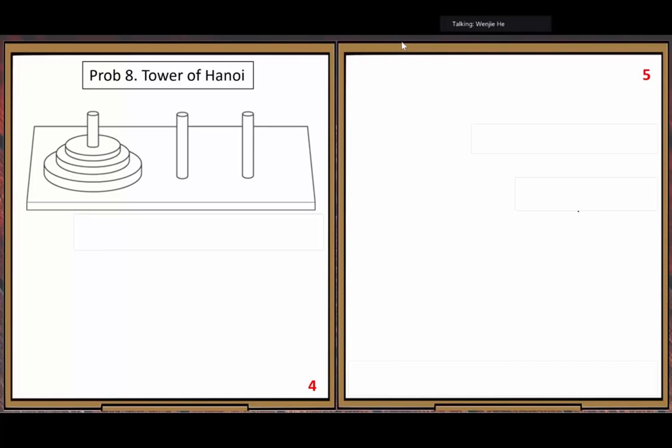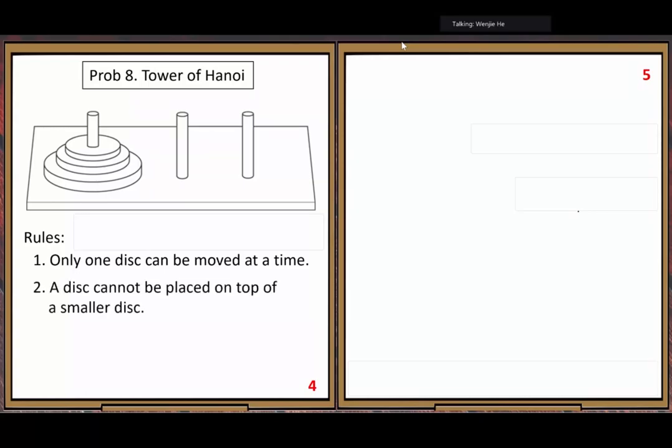First, look at the rules. There are 3 rules we need to follow to solve this puzzle problem. The first rule, only one disk can be moved at one time. So we count the number of steps, number of moves. The first move, second move, every time you can only move one disk from one peg to another peg. Rule number 2, a disk cannot be placed on top of a smaller disk.